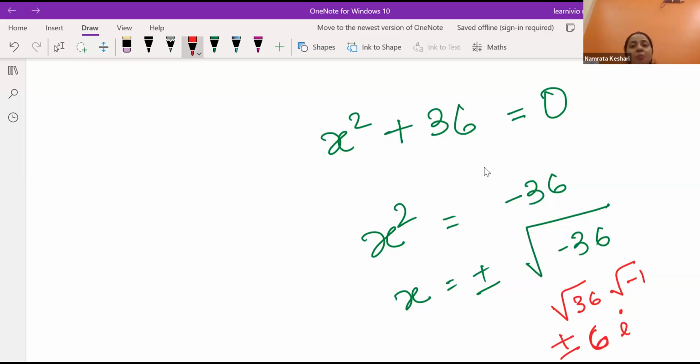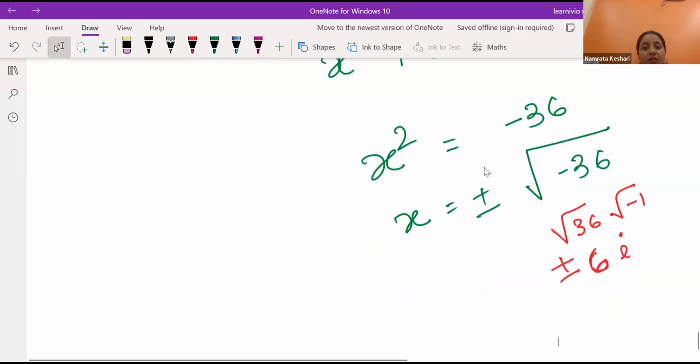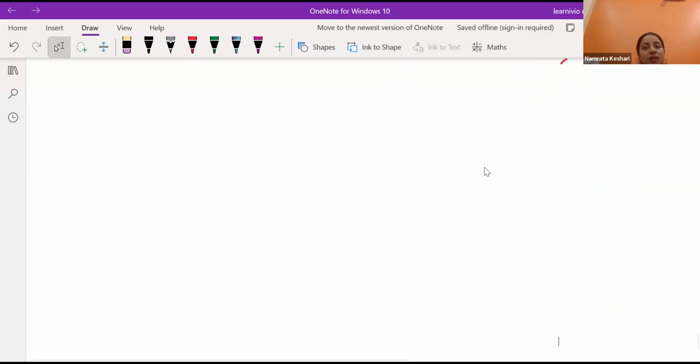From here only your complex number started. Your complex number came into existence from here only. So with iota we are able to write everything.